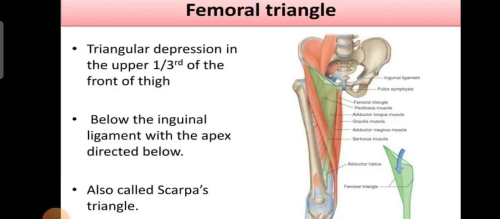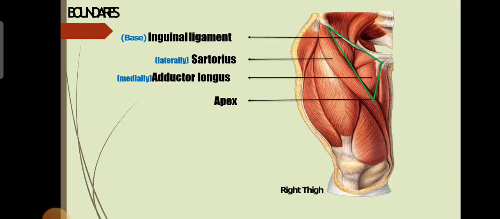Femoral triangle is the triangular depression in the upper one-third of the front of thigh. It is lying below the inguinal ligament with the apex directed below. It is also termed as Scarpa's triangle.